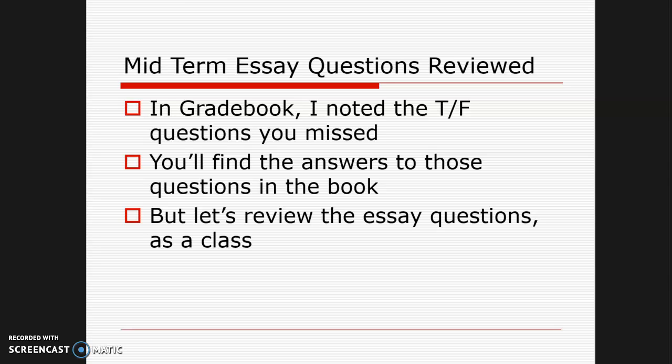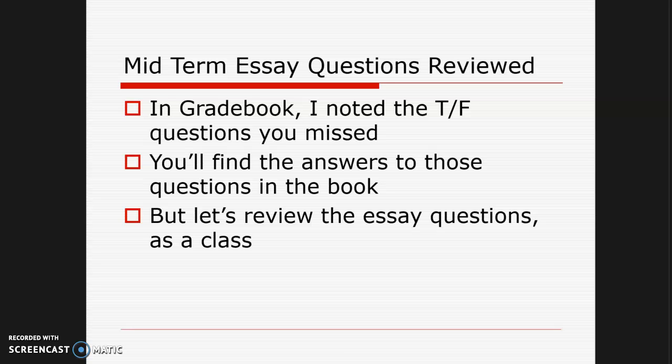The true and false questions and the multiple choice questions that you may have missed have been noted in my feedback to you. But I'd rather do the essay portion together as a class. It's just less redundant. So we will review these questions together right now.